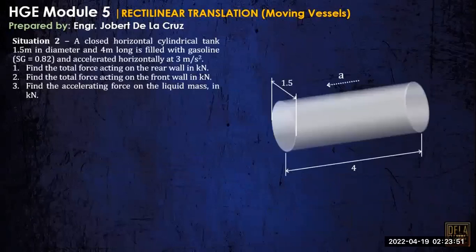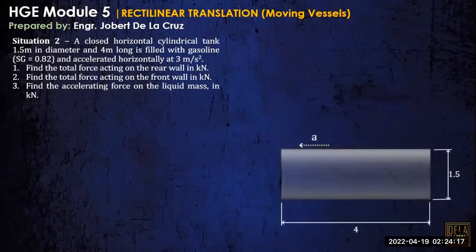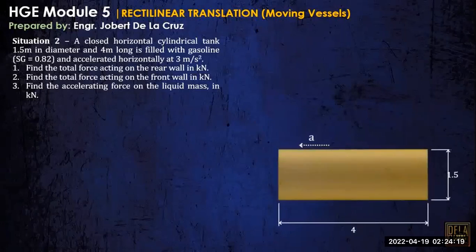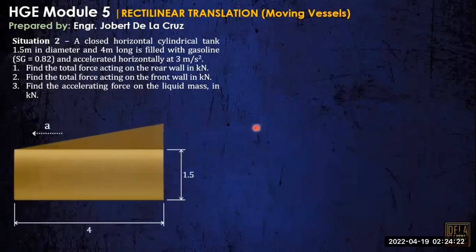Now, that is the answer. Okay, so another situation. A closed horizontal cylindrical tank 1.5 meters in diameter and 4 meters long. Okay, so it is clearly illustrated dito sa drawing natin, no? Is filled with gasoline. We have the specific gravity of 0.82 and accelerated horizontally at 3 meters per second squared. Okay, so it is filled with gasoline daw. Okay, and it is moved with a constant acceleration. In this case, that is 3 meters per second squared.